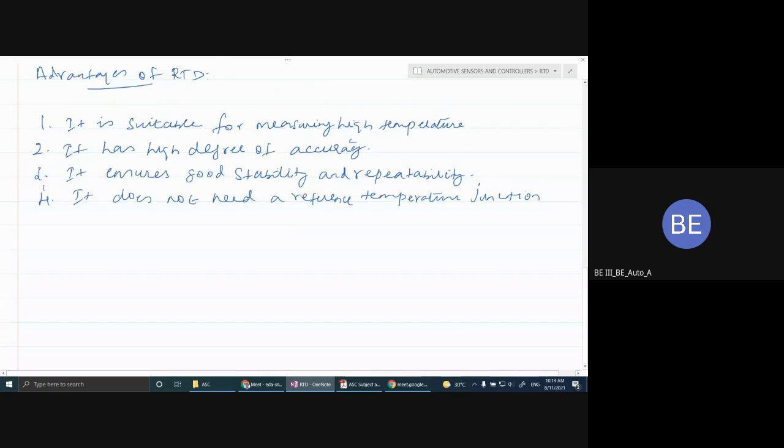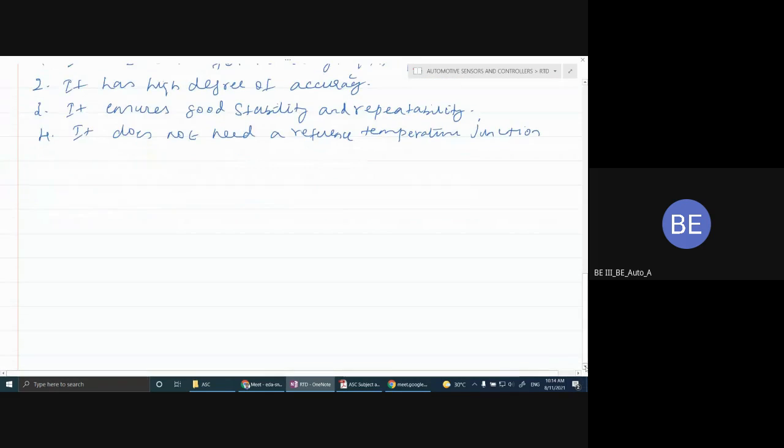Like the advantages, we have certain disadvantages in this RTD. Can you point out one disadvantage from your imagination? What are the advantages and disadvantages? Tell me. One disadvantage is that a power supply is required for this operation.